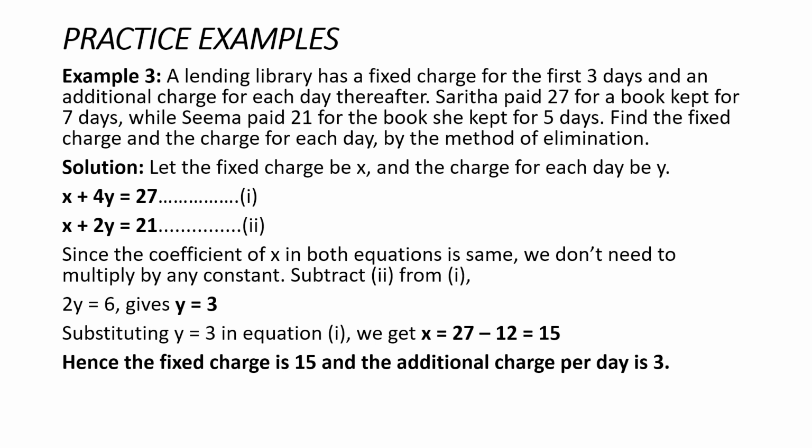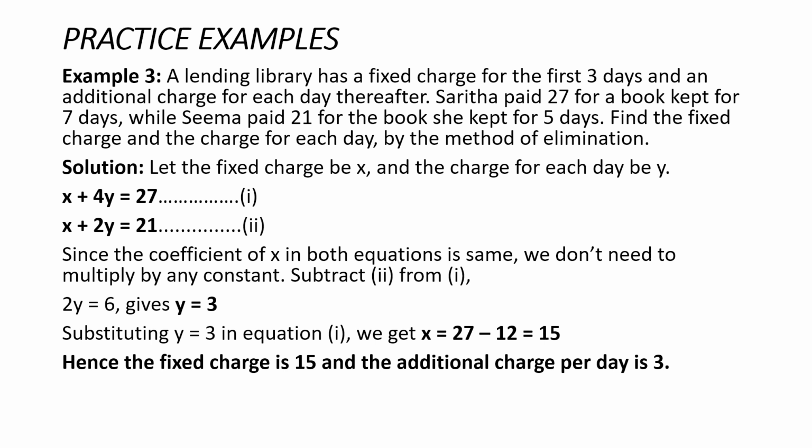So in the first case, for the first 3 days, it is the fixed charge, which is x. Now she has kept the book for 7 days. So after 7 minus 3, the remaining number of days is 4. So for the 4 days, the additional charge has to be paid. So fixed charge x plus the additional charge for 4 days, which is 4y, total is equal to 27. Similarly, in the second case, Seema has kept the book for 5 days. So for the first 3 days, it is fixed charge x, and for the remaining 2 days, it will be 2y. So x plus 2y is equal to 21.